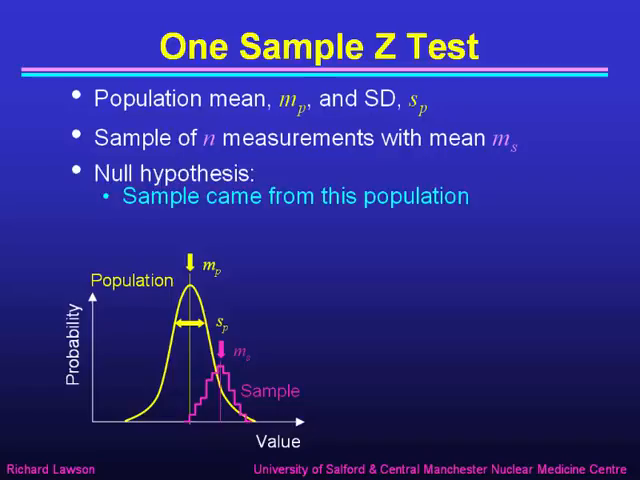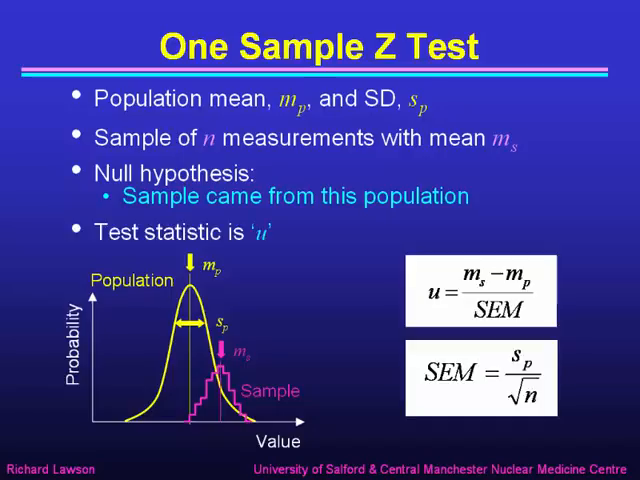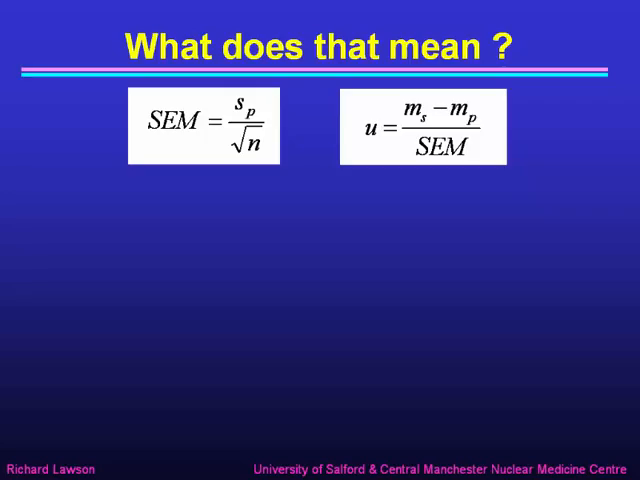The null hypothesis is that this sample came from this population, and the test statistic is also U, like the last test, but this time is defined as MS minus MP, the difference between the sample mean and the population mean, divided by SEM, which stands for standard error of the mean, and the standard error of the mean is defined as the population standard deviation divided by the square root of the number of measurements. So let's see what that means.